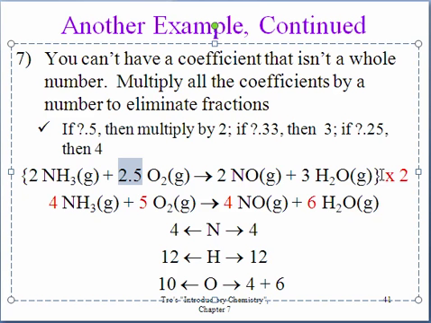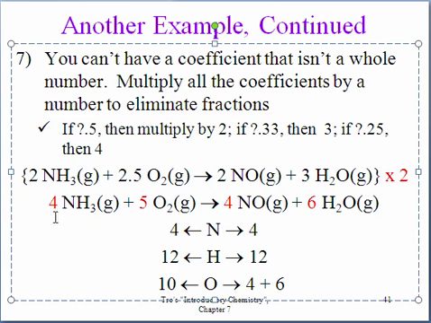Well, I'm going to multiply by 2. But not only am I going to multiply this by 2, I'm going to multiply every other coefficient by 2. So when I do that, my 2 goes to 4, my 2.5 goes to 5, my 2 goes to 4, and my 3 goes to 6. As long as I multiply every coefficient that I've already written by 2, my equation is still balanced, and let's check.